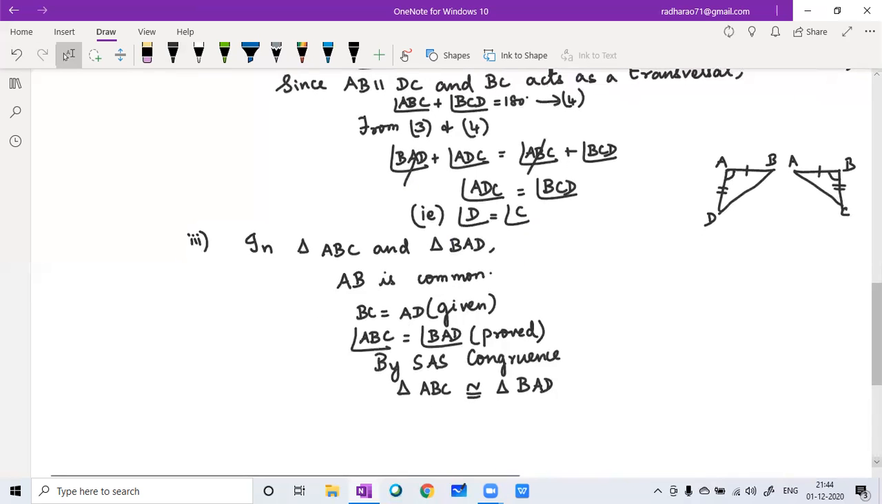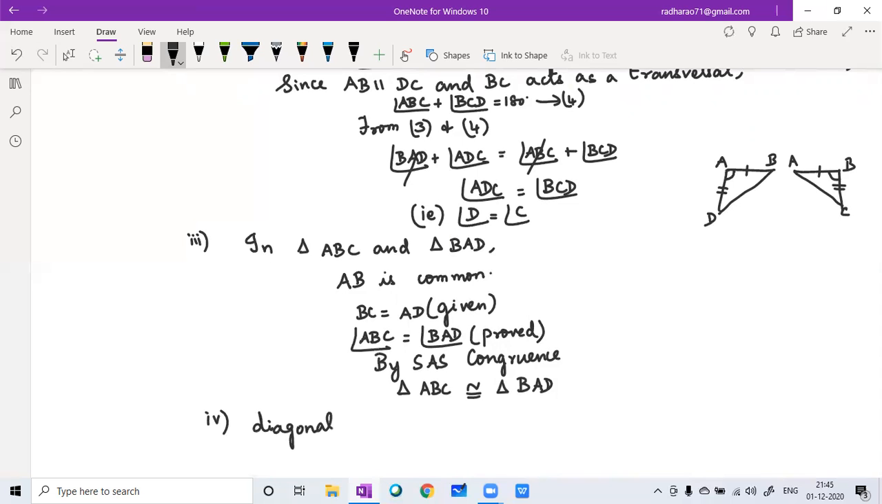So in congruent triangles, not only two sides will be equal, the third side will also be equal by CPCT. So diagonal AC will be equal to diagonal BD. That is, diagonal AC and diagonal BD will be equal by CPCT because they are corresponding parts of the congruent triangles. Hope it's clear, children.